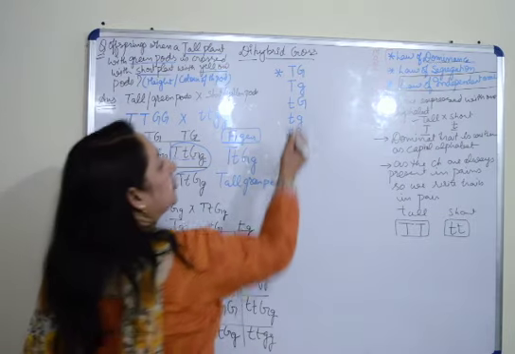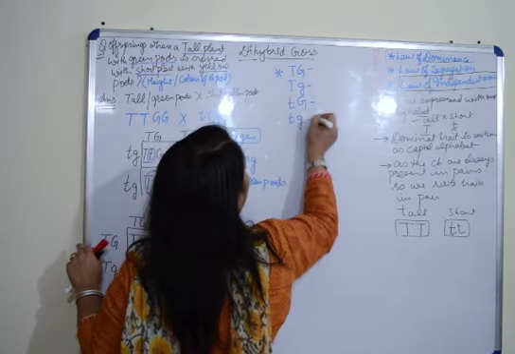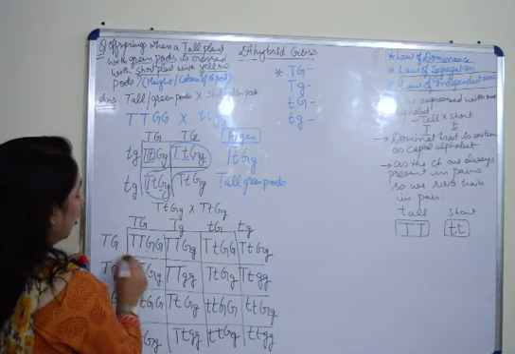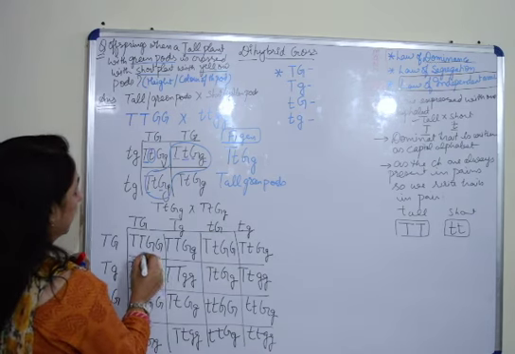Let's see. First of all, we will search for the boxes where both dominants are there. I am going to mark it. So it is, let's say we mark it with a tick.